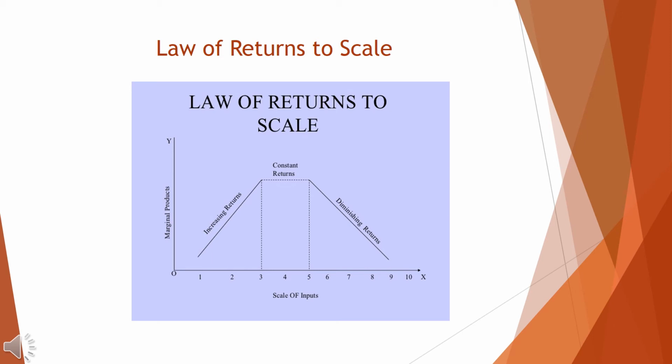In the first stage, increasing returns to scale occurs when increase in output is more than proportional to an increase in inputs. In the second stage, constant returns to scale occurs when increase in output is proportional to an increase in inputs. In the third stage, decreasing returns to scale occurs when increase in output is less than proportional to an increase in inputs.